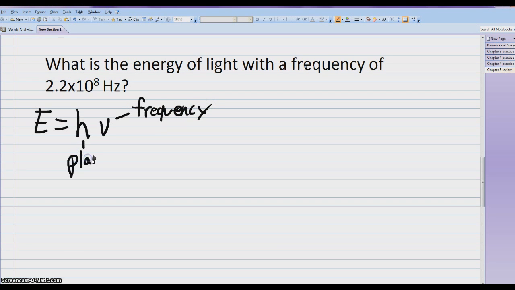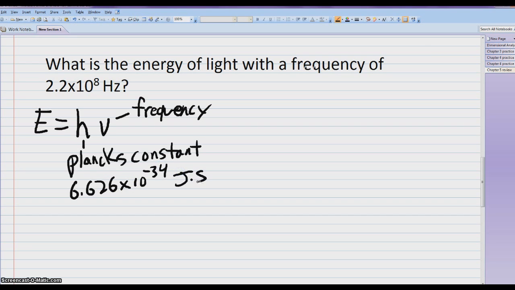Now the H is Planck's constant. Now Planck's constant is just a number. You do not necessarily need to remember it. It will be given to you on the test. But Planck's constant is 6.626 times 10 to the negative 34th joule seconds. Okay? And that's the constant. You do not need to memorize that. Okay, so let's plug it into our equation.